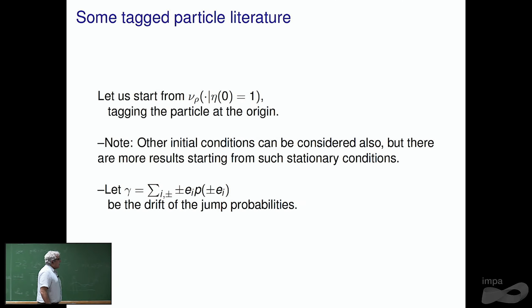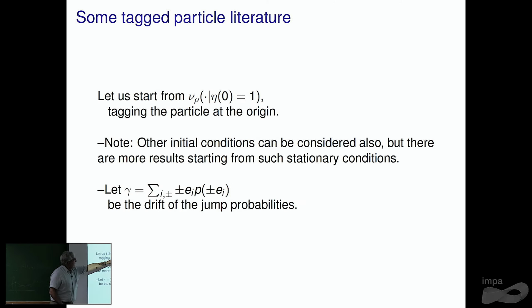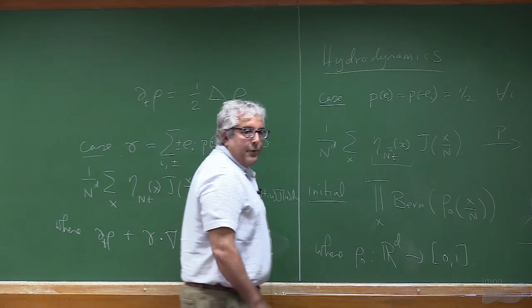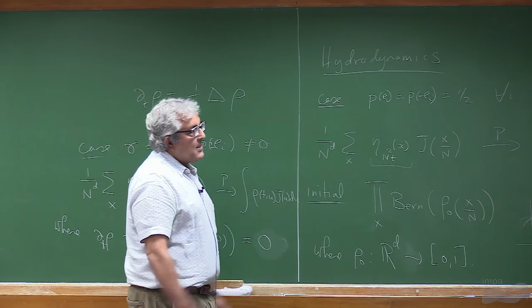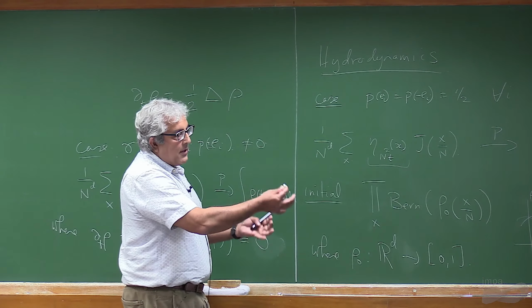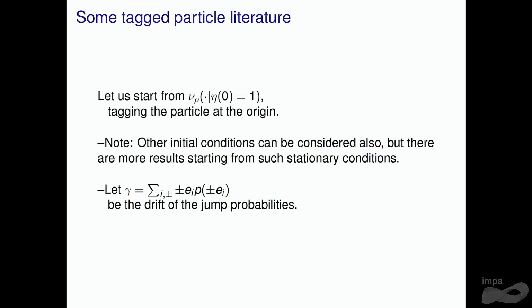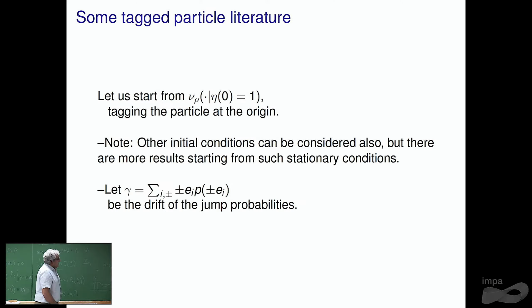Let me go through some of the results, and there are even some open problems, starting from this initial condition. This initial condition means that we start from an invariant measure where we put all the particles according to Bernoulli with fixed parameter rho independently, but let's make sure that there's a particle at the origin, so let's condition on that. We'll call that the tag particle. Even starting from that initial condition, there are some open problems.